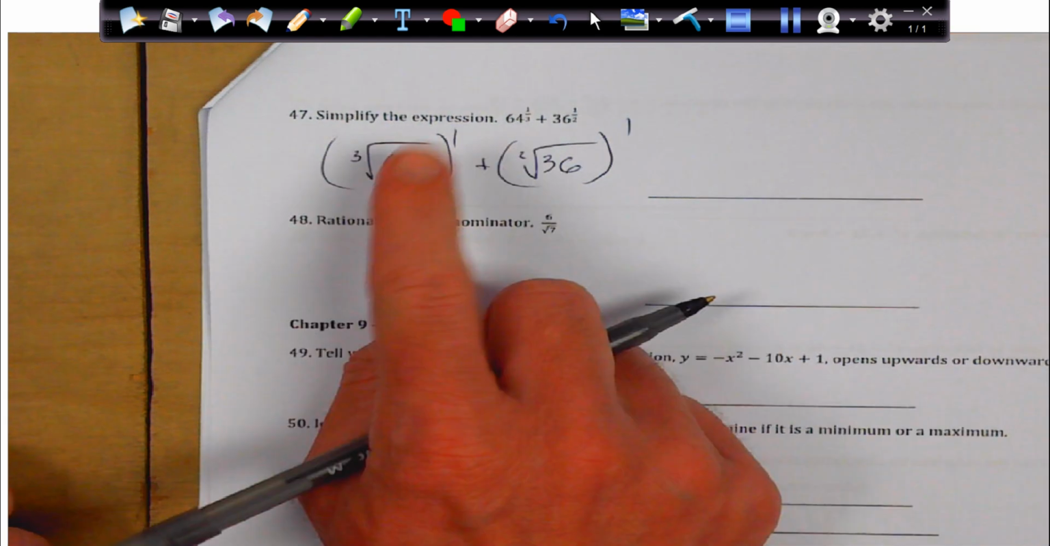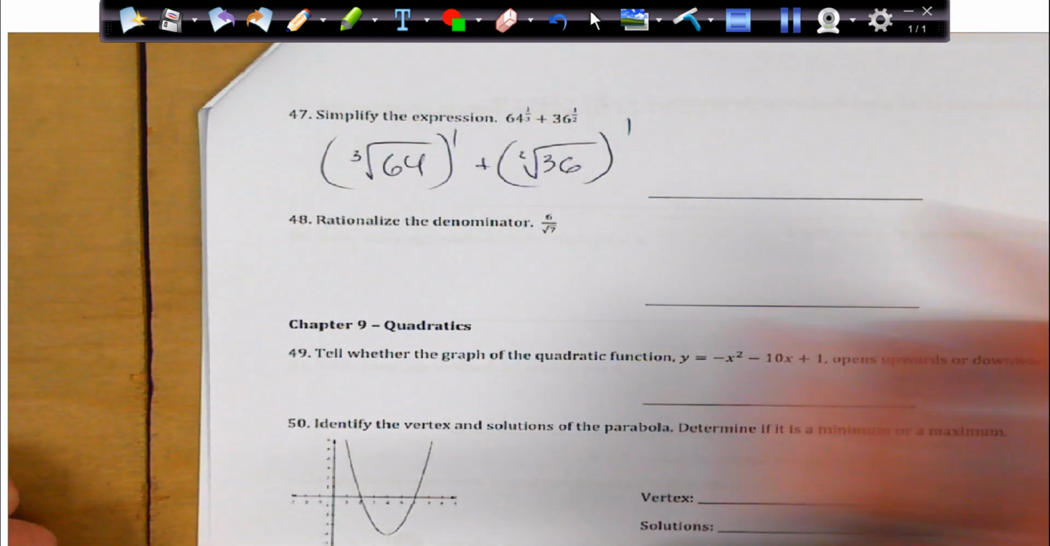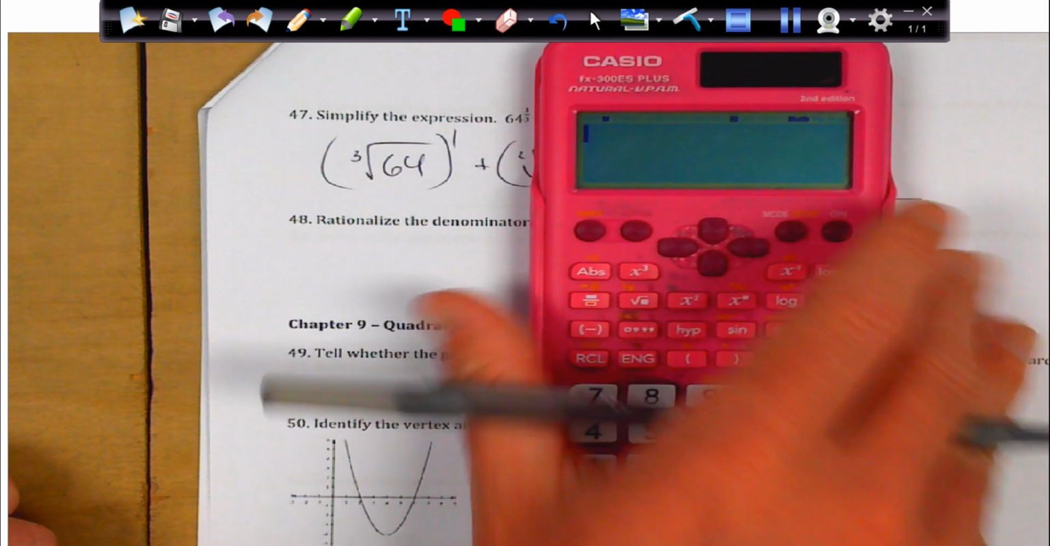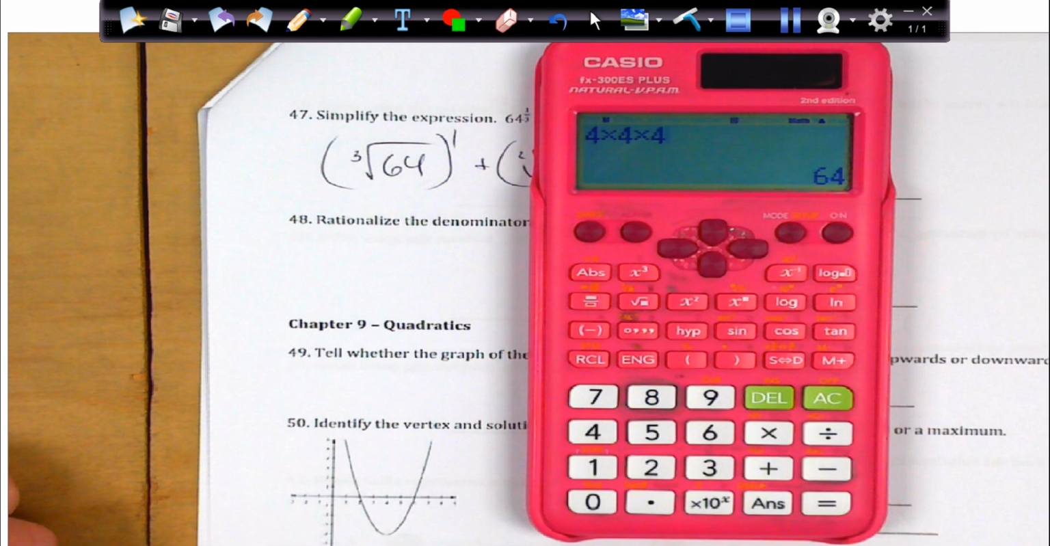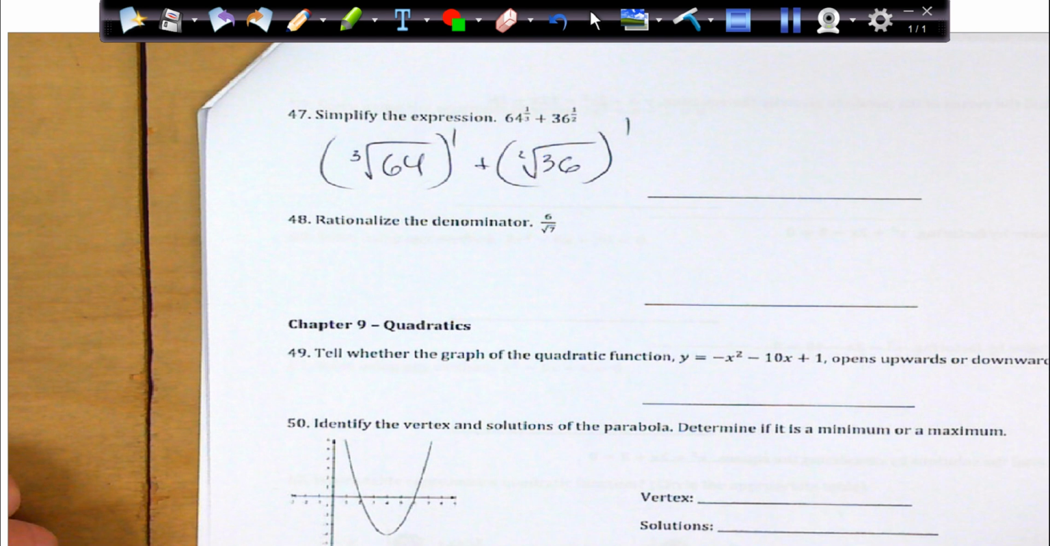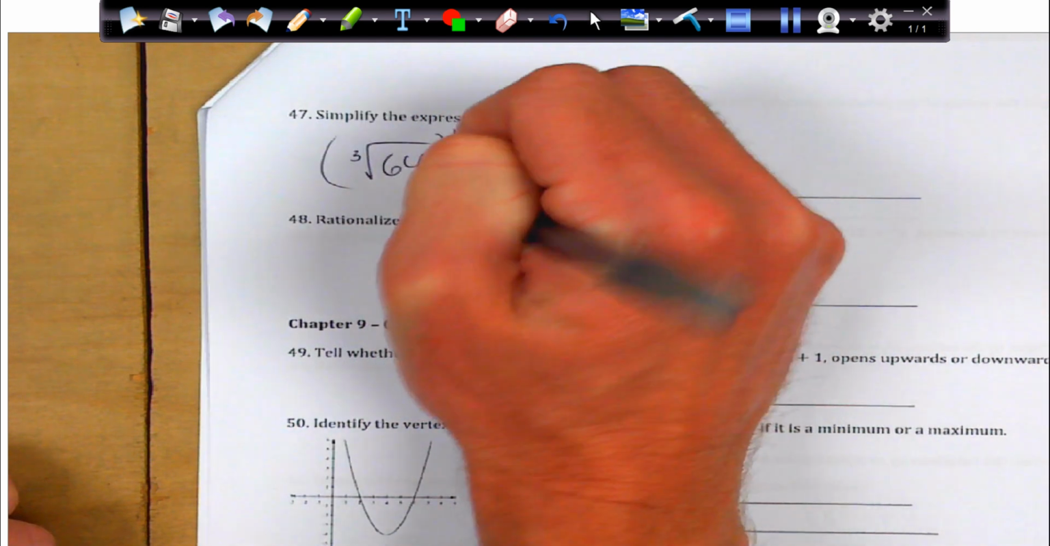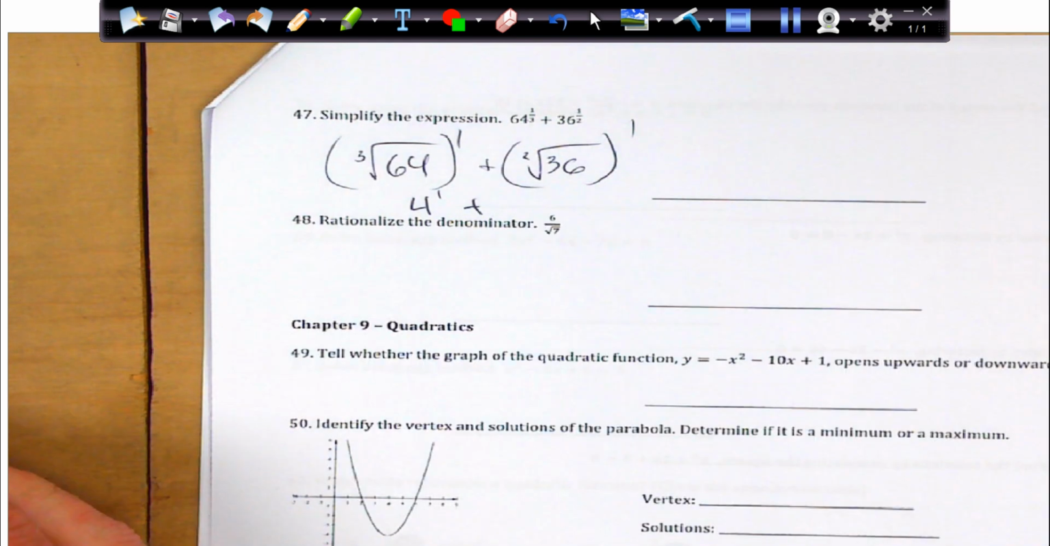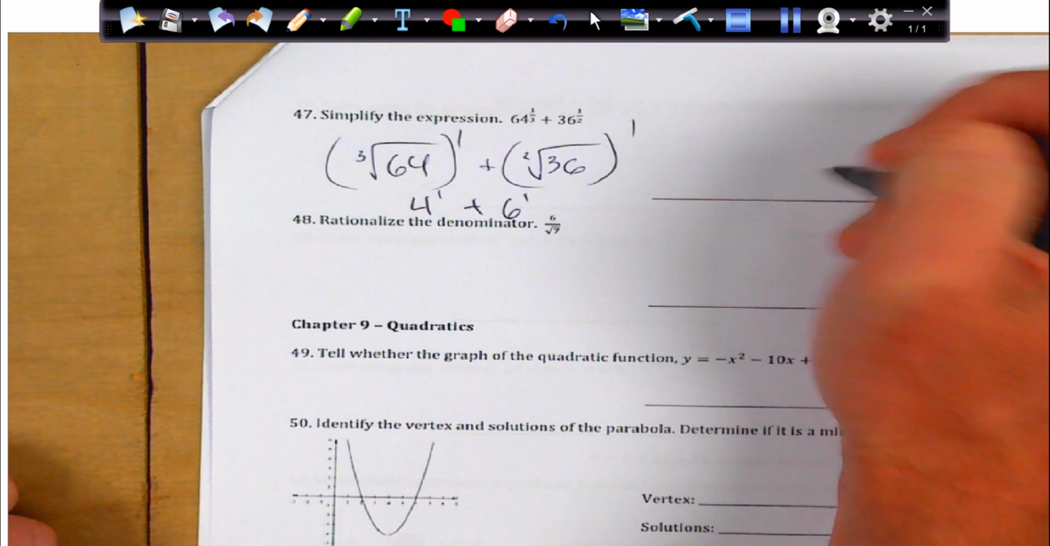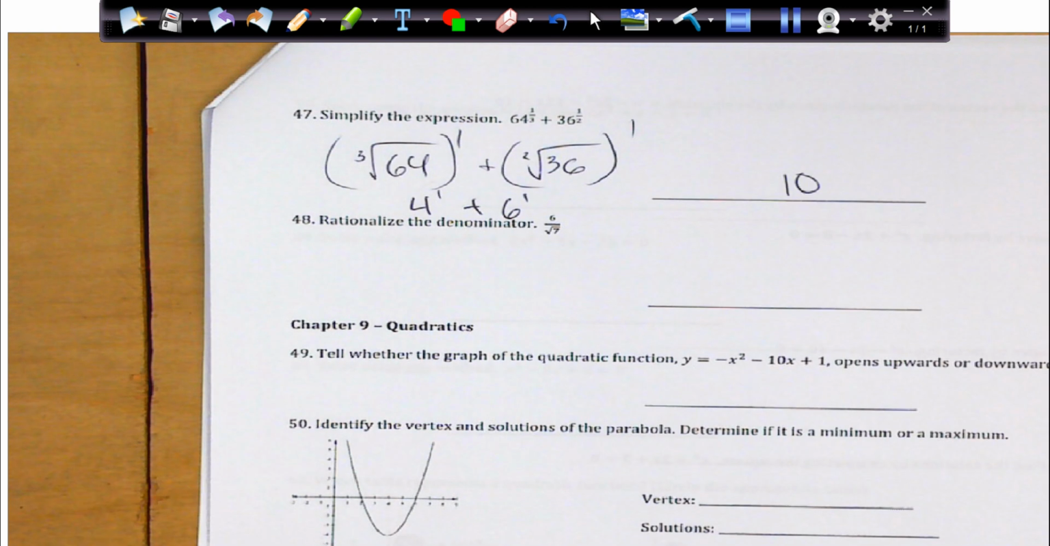Now, if we know our perfect cubes, 64 is a perfect cube. 4 times 4 times 4 is 64, so I know that this is just going to become 4 to the first power, plus, and the square root of 36 is 6 times 6. So it's going to be 6 to the first power, so that gives me a total value of 10.